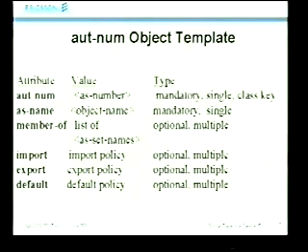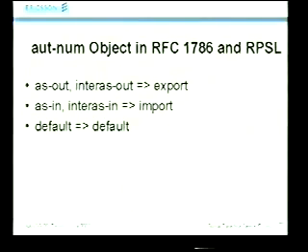There are some changes between RPSL and RFC 1786. In the past it was called AS-out, inter-AS-out, it's now called export. You might see old objects in documentation, AS-out, inter-AS-out, it's now called export. AS-in and inter-AS-in is now called import. Default becomes default. By default, you mean something when it's not specifically specified? Yeah, default, yeah.